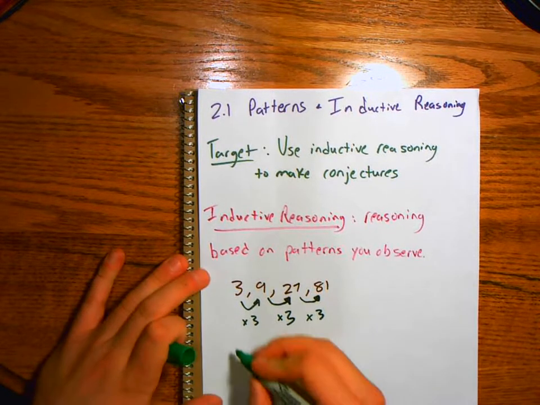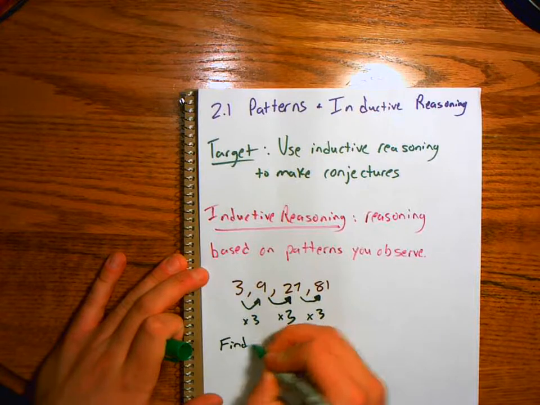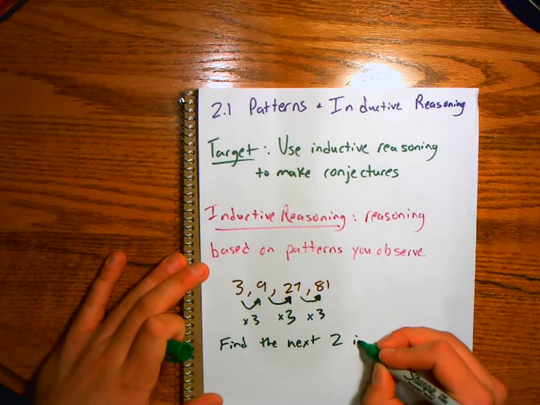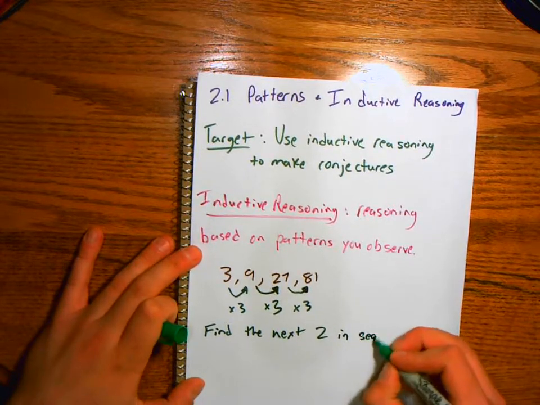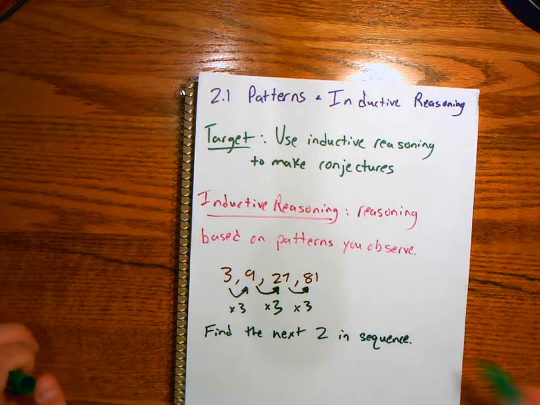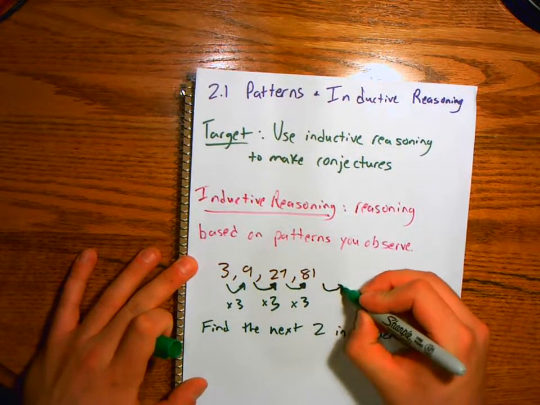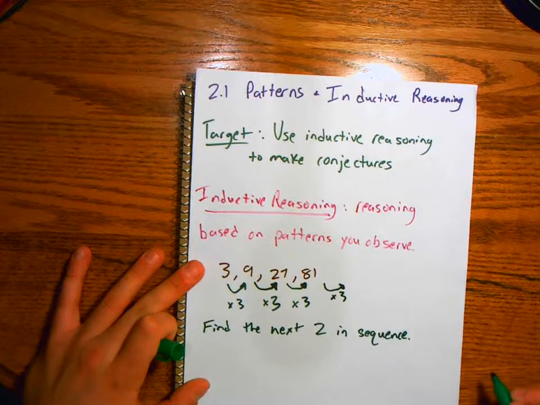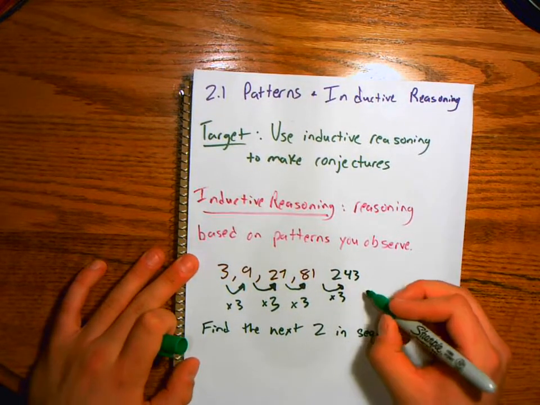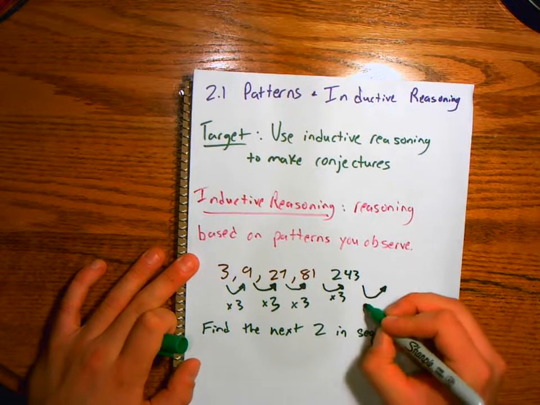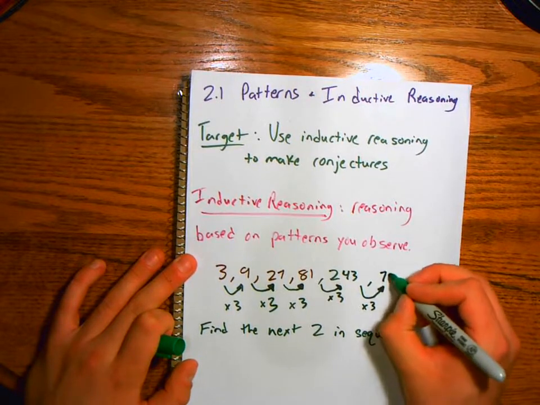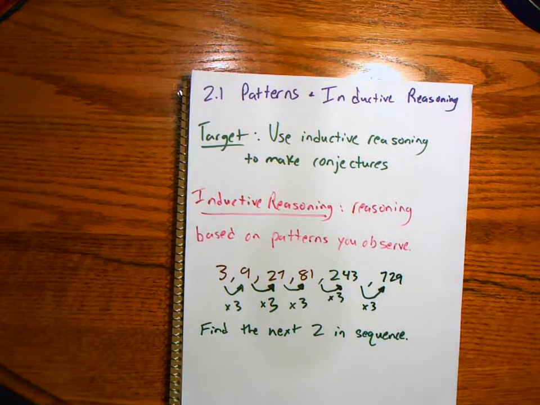So if I asked you to find the next 2 numbers, the inductive reasoning you would use would be to take this and multiply it by 3, and you would get the number 243. Then in order to find the second number after that, you do the exact same pattern, multiply by 3, and you find the next number to be 729.